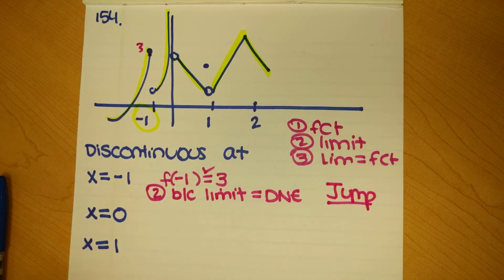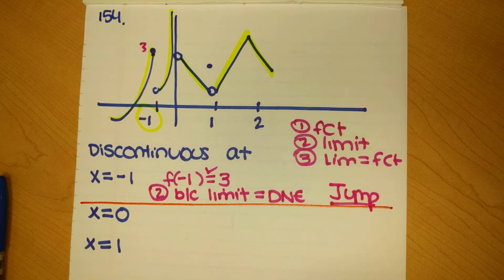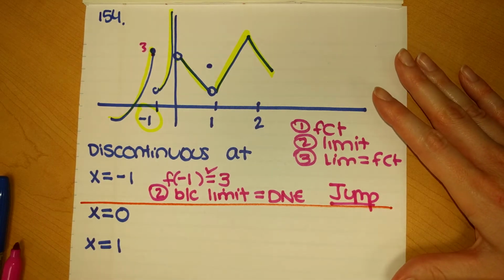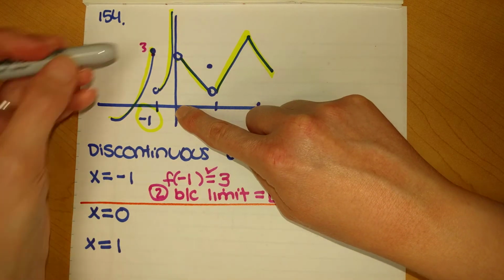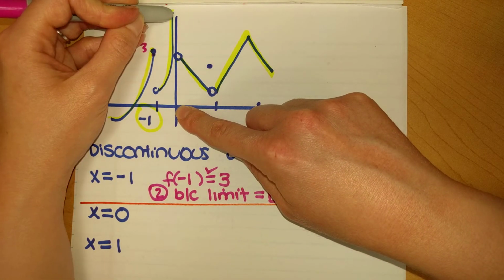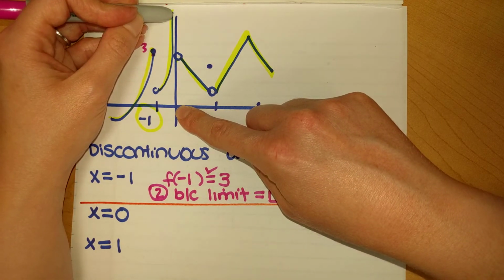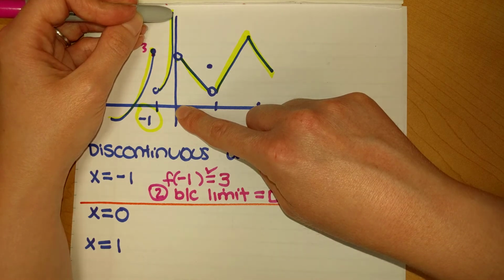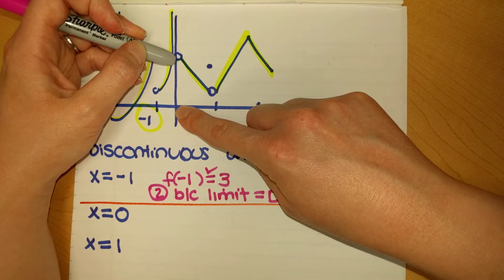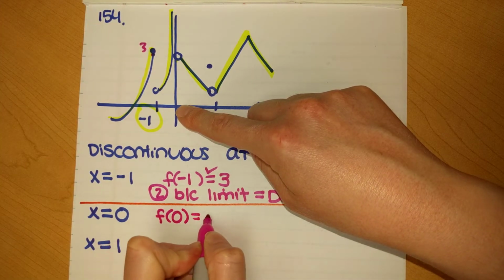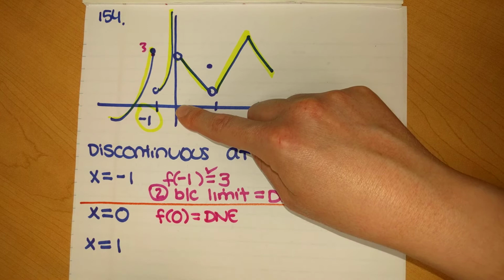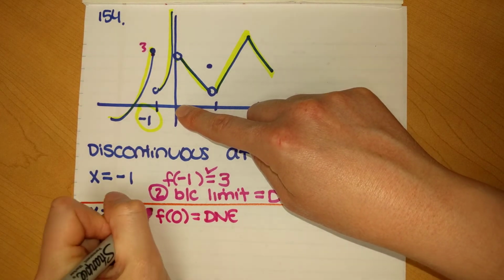Now if we look at x equals 0, again, we have to pick up our pencil, so that tells us that we have a discontinuity. The function existing would not hold here, because at x equals 0 you have this shooting up of the graph, which would be a vertical asymptote. So it's never actually hitting x equals 0. And here at x equals 0, you have an open circle, so f(0) does not exist, because of the open circle.